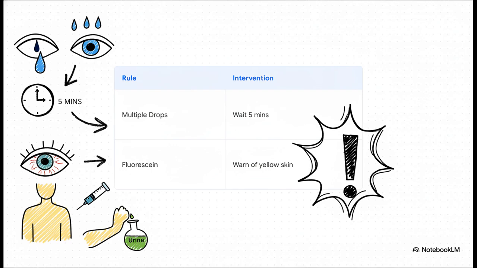Points 7 and 8 involve a couple of crucial medication rules. Point 7 is the 5-minute rule. If your patient is prescribed multiple different eye drops, you have to wait at least 5 minutes between giving each one. If you don't, the second drop will literally just wash the first one right out. Point 8 is a highly testable, honestly kind of wild side effect. If your patient is having a fluorescein angiography, where they inject dye to photograph the eye's blood vessels, you must warn them that their skin might look a little yellow and their urine could turn green for a few days. If we don't give them a heads up, they are going to panic, making this a top priority nursing intervention.